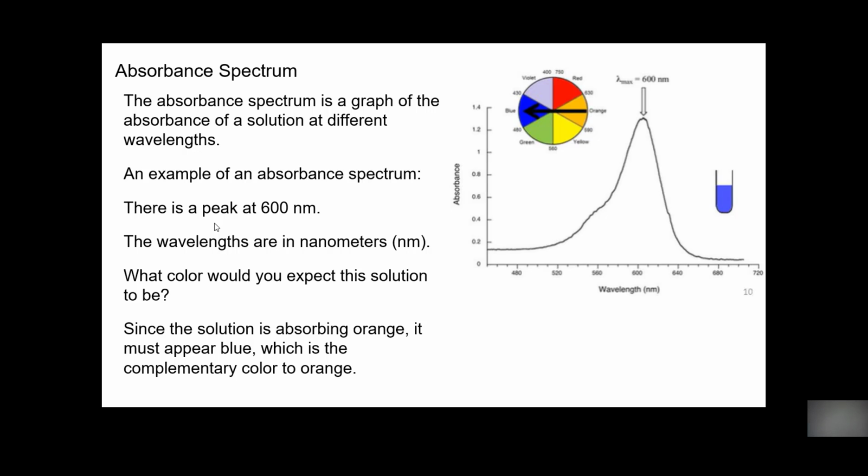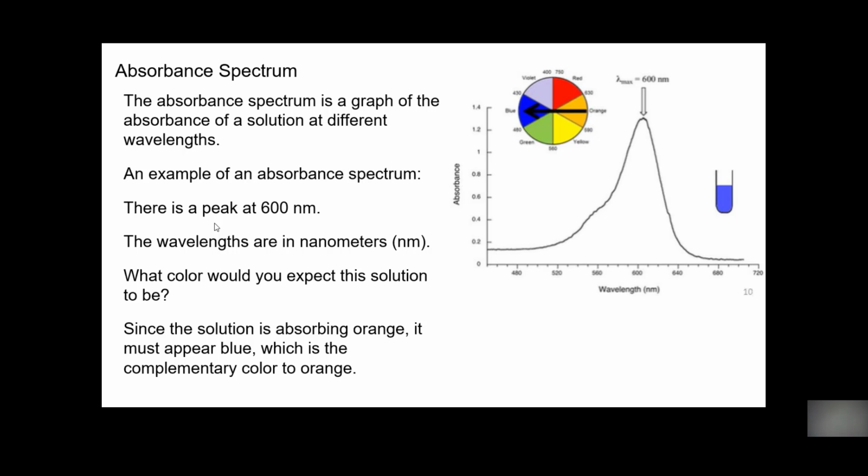You're going to get very familiar with converting nanometers to meters and vice versa, because that's all we use in this one chapter. I think it's 8. Can't remember right now. An example of an absorbance spectrum: there is a peak at 600 nanometers.